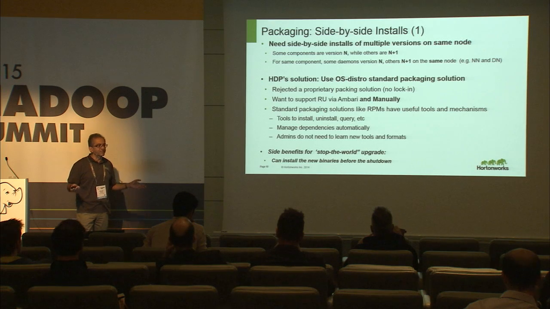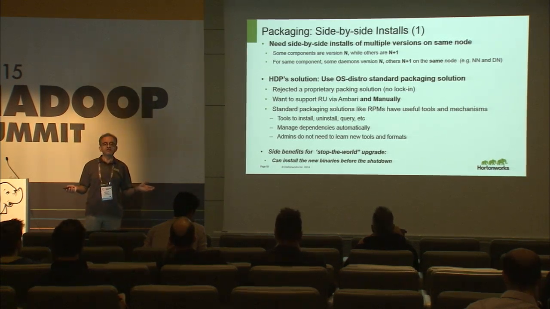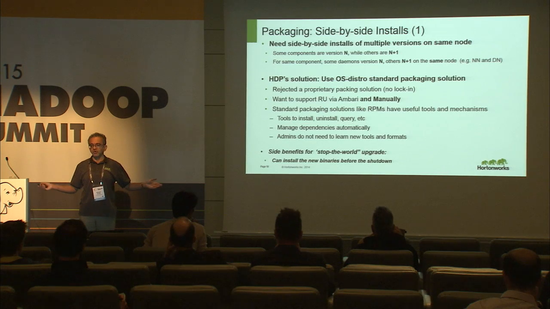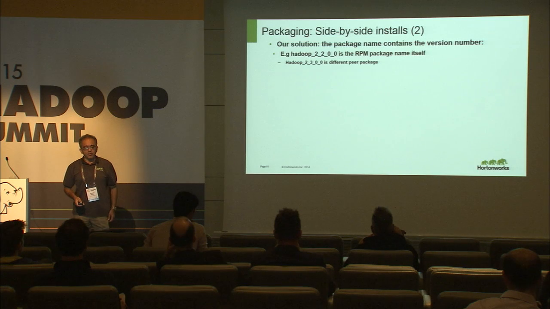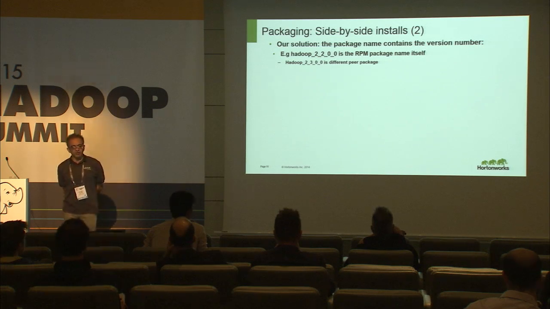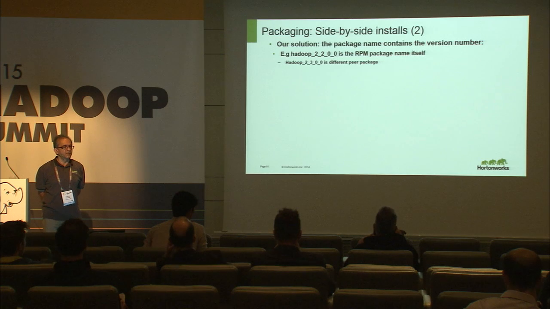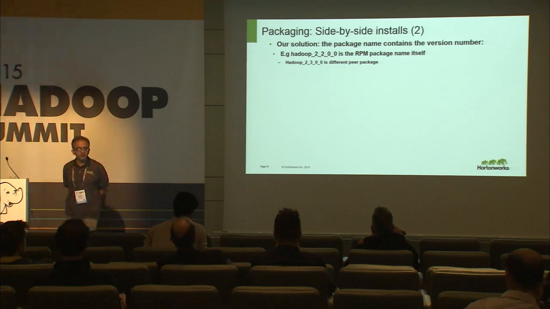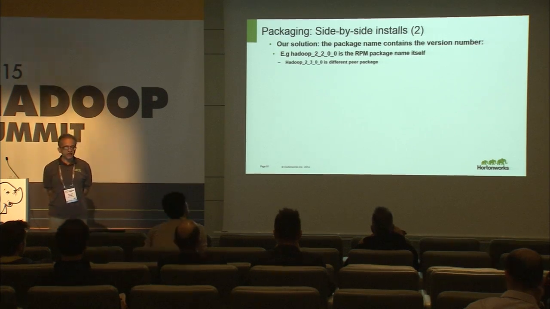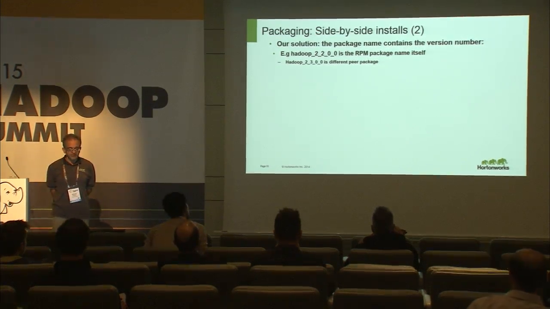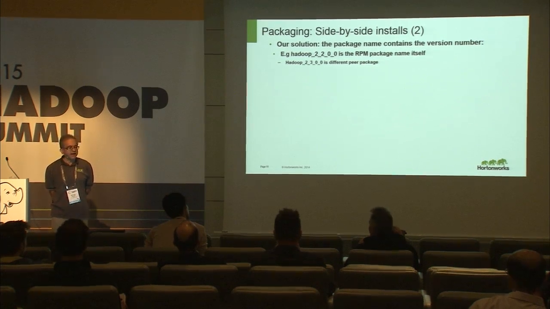Now, there's another benefit to side-by-side install. It actually helps even non-rolling upgrades. Even if you're doing a stop-the-world full upgrade, it is really nice to install all your binaries, make sure it's all installed, and then stop the world and do an upgrade, okay? So what is the solution we picked? It's very simple, actually. What we did was we put the version number in the package name. So Hadoop_2_2_0_0 is actually the RPM package name itself. And Hadoop 2_3_0_0 is actually a different peer package. It's a related package, but it's actually a different package, strictly speaking, okay.